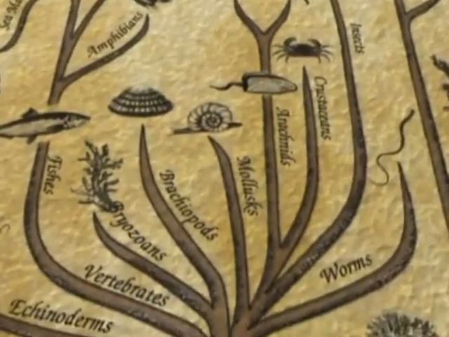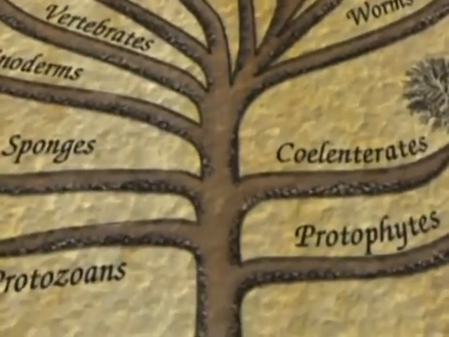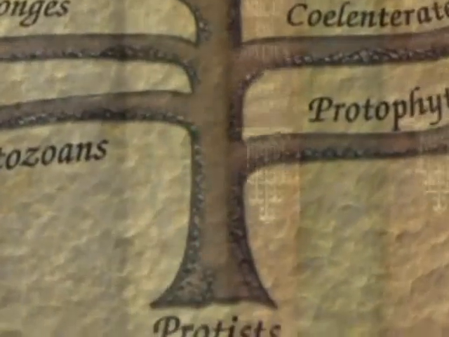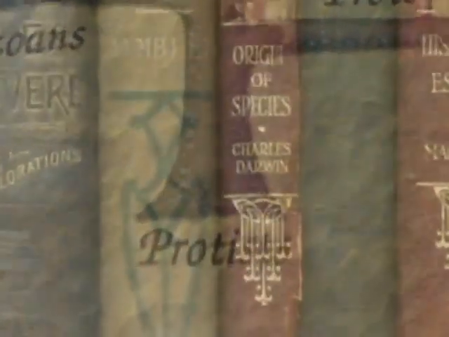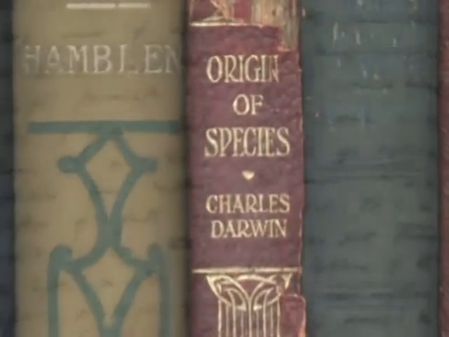But when it came to the base of the tree, which represented the origin of the first life, the first living cell, Darwin had very little to say. In fact, in The Origin of Species, he didn't even address the question of how life might have originated from non-living matter.